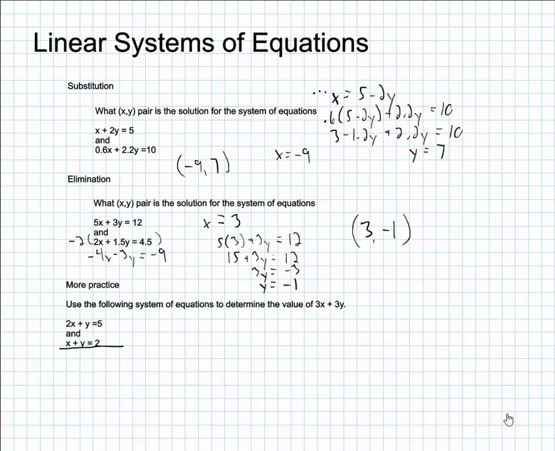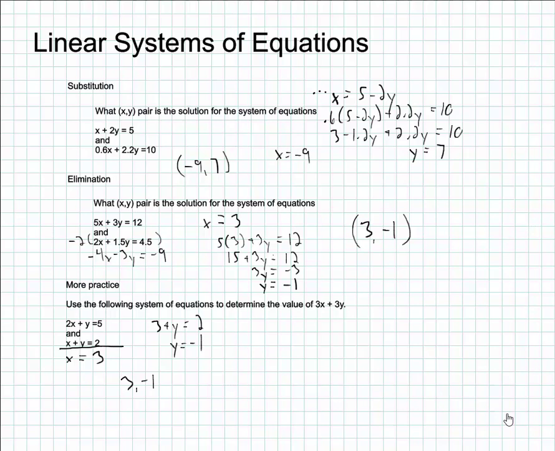So 2x minus x is equal to x, y minus y is 0, and then 5 minus 2 equals 3. So we get x equals 3 when we subtract those two. Now we just simply need to plug in 3. So if we plug in 3 to the bottom equation, we get 3 plus y equals 2, or y equals -1. So we have 3, -1 is the solution for x and y.